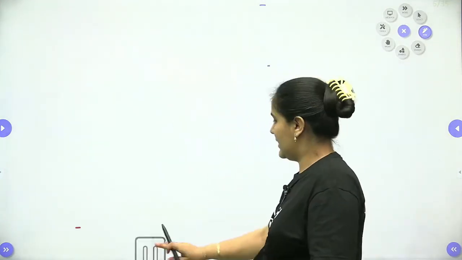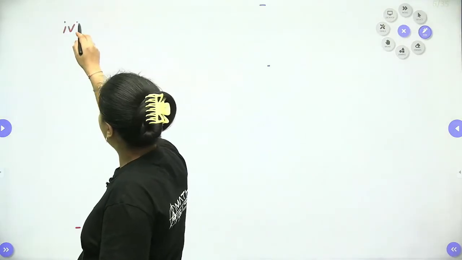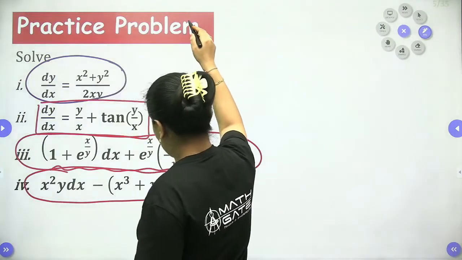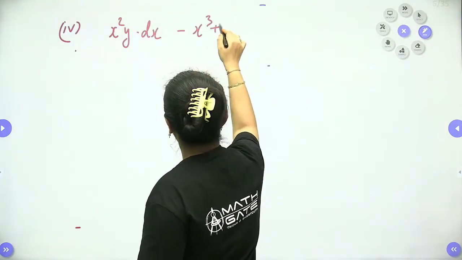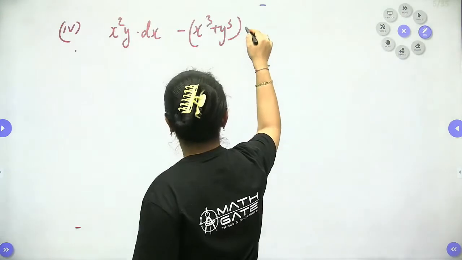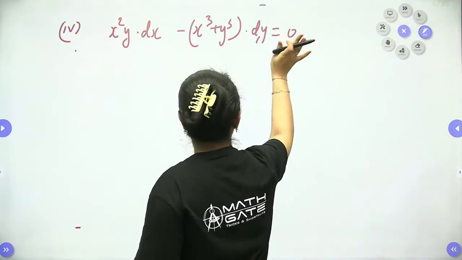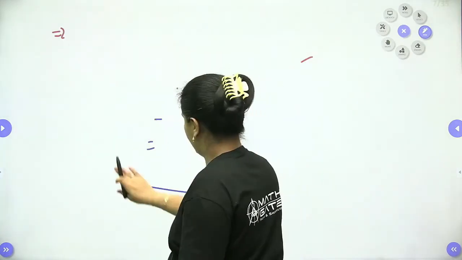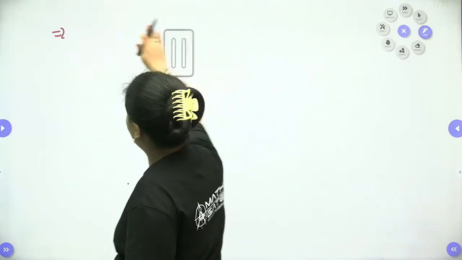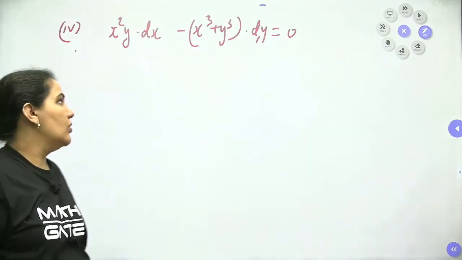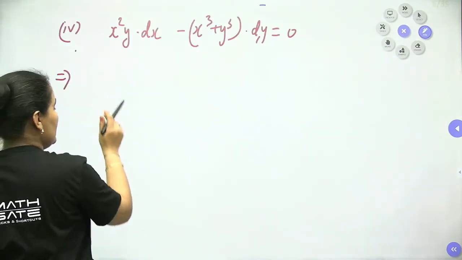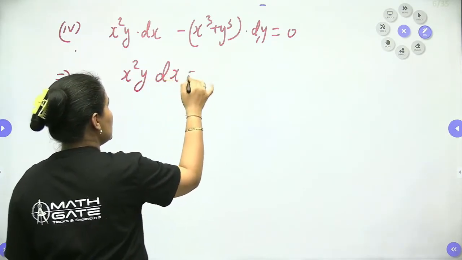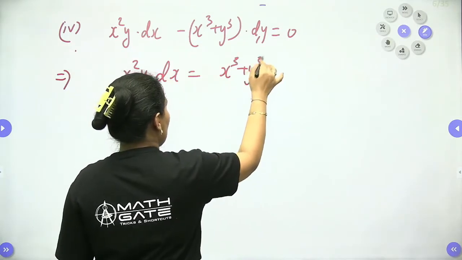What do we have in the next question, let's discuss here only. It will be x square y dx minus x cube plus y cube dy is equal to 0. So we have the differential equation in the form of this one only. So again what we have to do, let's approach it, guys. We can write x square y dx is equal to x cube plus y cube dy only.